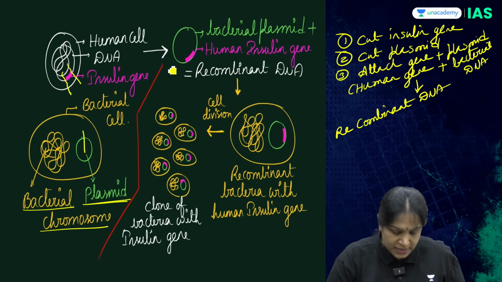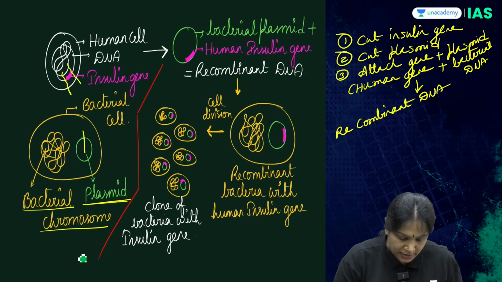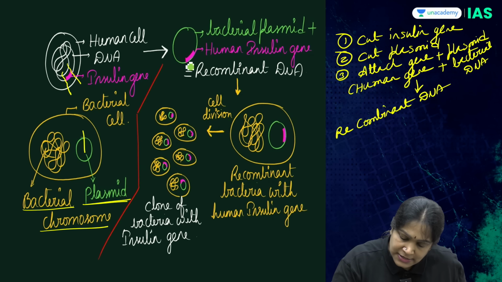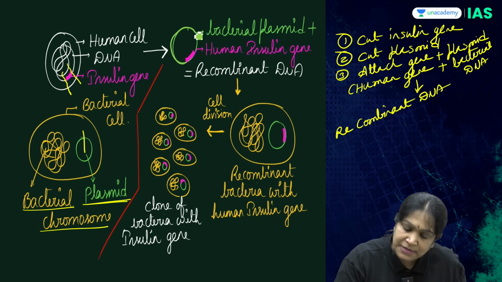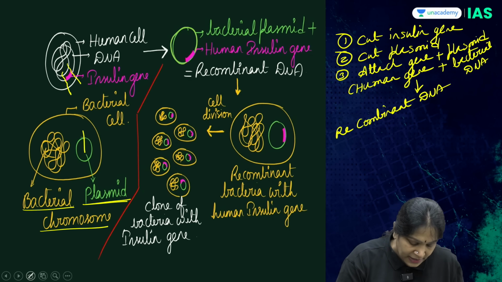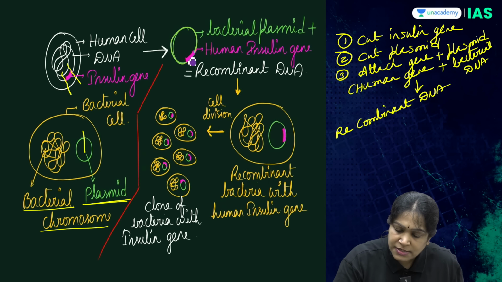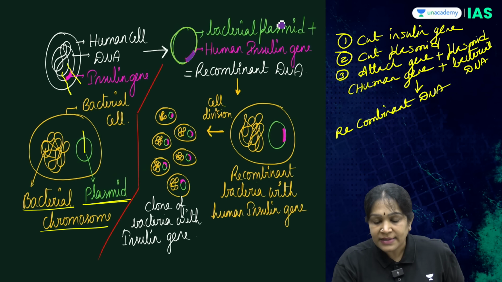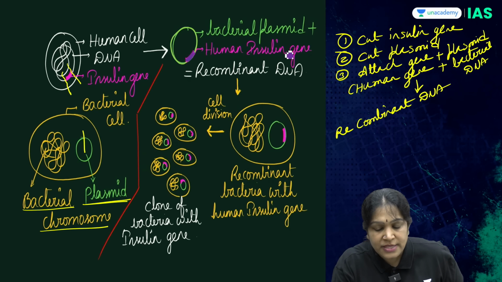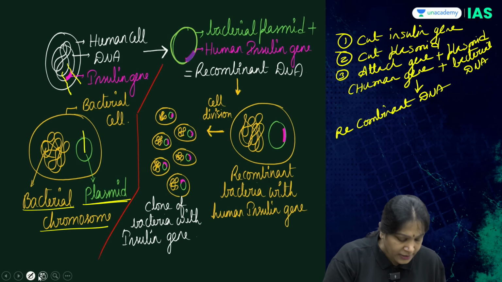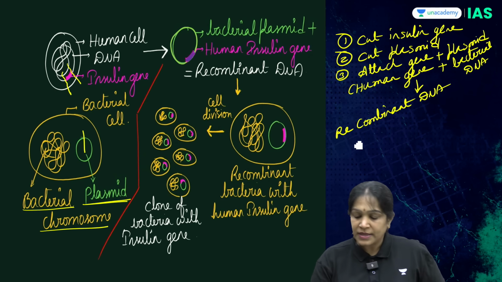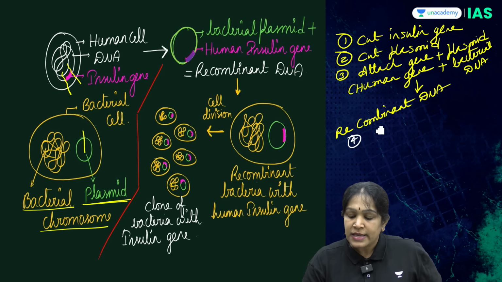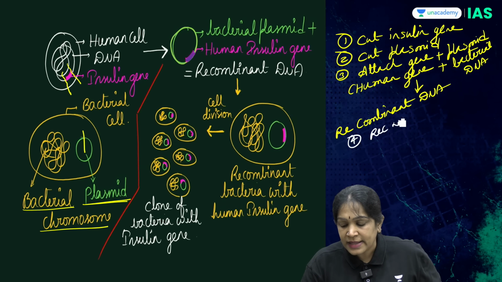If you observe, this green color structure that I have drawn here is nothing but the bacterial plasmid. In that bacterial plasmid, we kept this insulin gene. Bacterial plasmid plus human insulin gene together is called recombinant DNA. Then what is step 4 here? Step 4 is to insert that recombinant DNA into the bacterial cell.